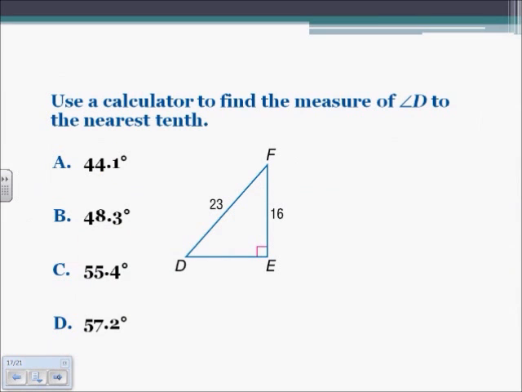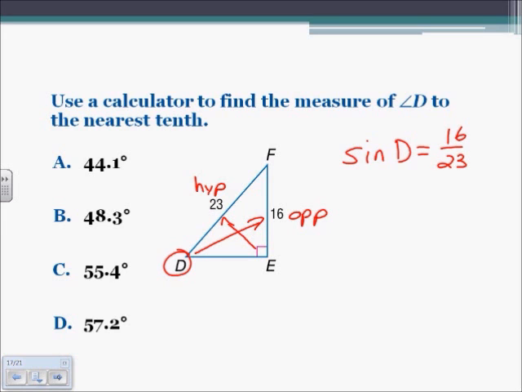The question says, use a calculator to find the measure of angle D to the nearest tenth. Well, angle D is down here. From this angle D, I have 16, which is the opposite side. Across from the right angle is my hypotenuse. And just like at the beginning of the lecture, we talked about using the trigonometric ratios to solve for something. We have the opposite and hypotenuse, which is sine. We know that the sine of D is equal to 16 over 23.